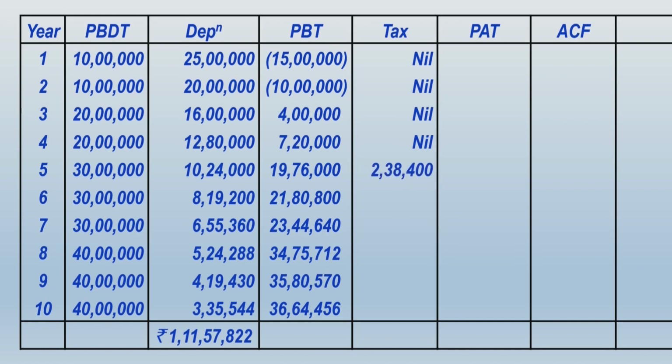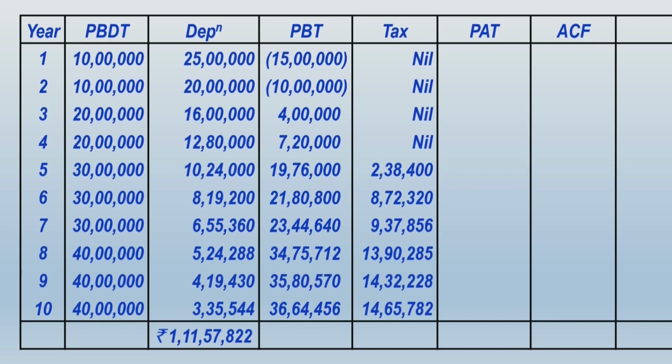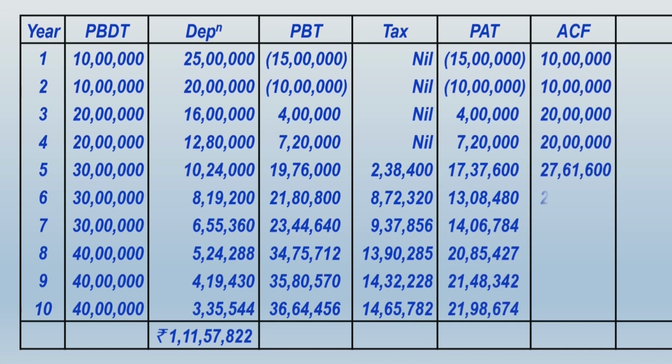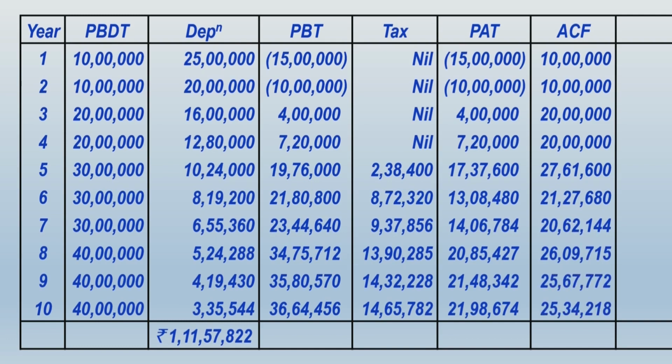That will be 2,38,400, and thereafter from the 6th year onward tax will be simply 40% of the amount of profit before tax, and from PBT when you subtract tax you will be getting profit after tax. To the amounts of profit after tax, when you add back depreciation, you will be getting annual cash flows. Please write up this whole thing, keeping in mind that you have 2 more columns to present at the end of the table. But first you finish writing this, and then I'll show you those 2 additional columns.